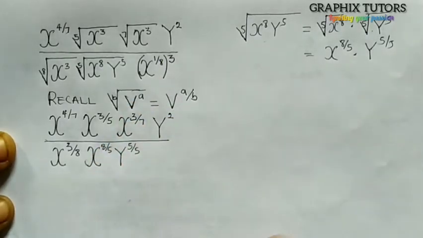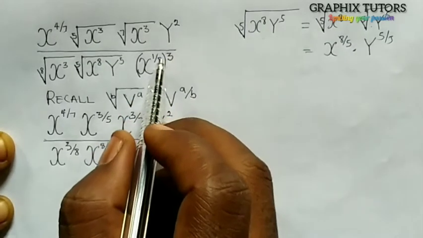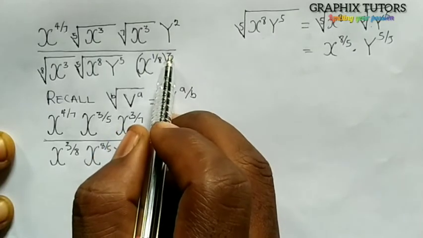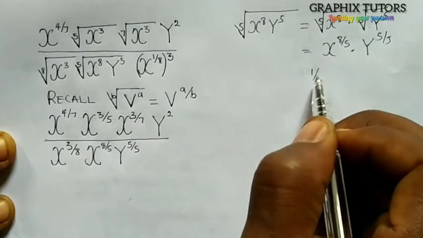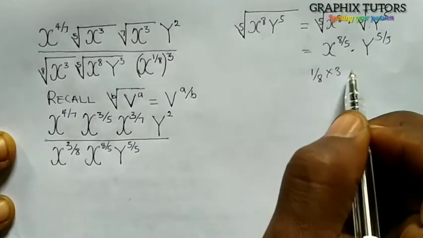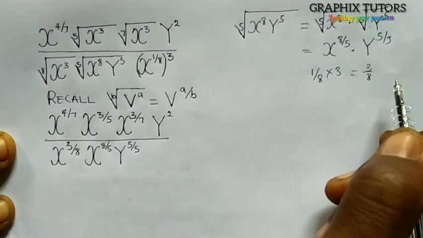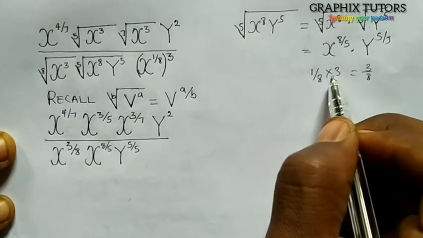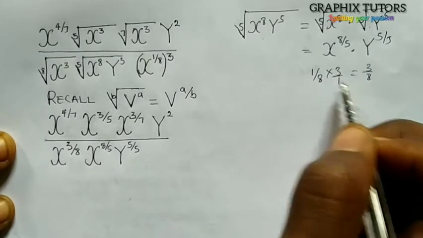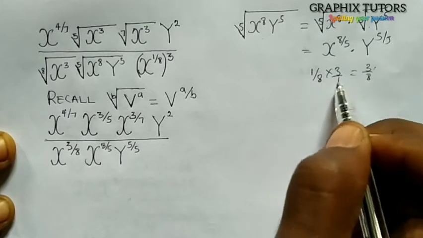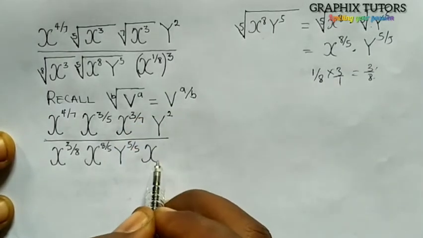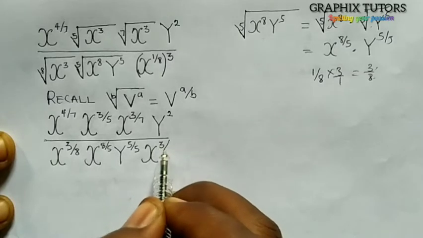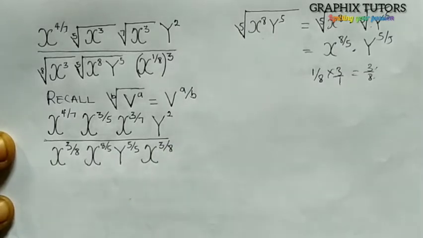Now, there's another law that says that when you have anything like this, you multiply what is here by what is inside here. So when you say 1 over 8 times 3, then you are saying 3 all over 8, right? Because 1 over 8 multiplied by 3, 3 can be written as 3 over 1. So 1 times 3 is 3, 8 times 1 is 8. So we're having x to the 3 all over 8.